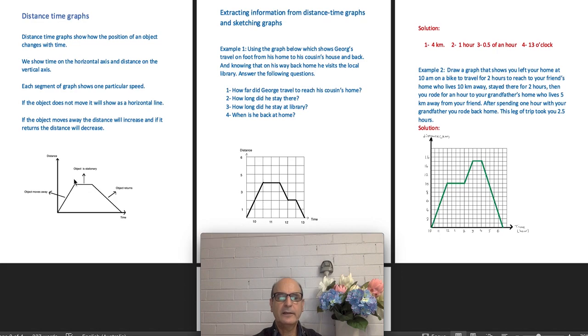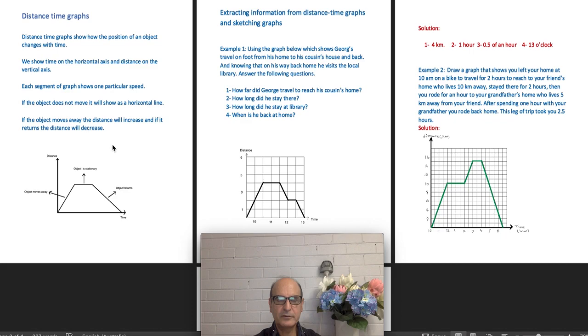A line like that, moving away from an object, is shown like that. So assume you're leaving your house and you're moving away from your house as the time passes. So as time passes, you're moving away, and that will be shown like this. Here, as we said, you are stationary, and here the distance is decreasing. The distance is decreasing means you're coming back.